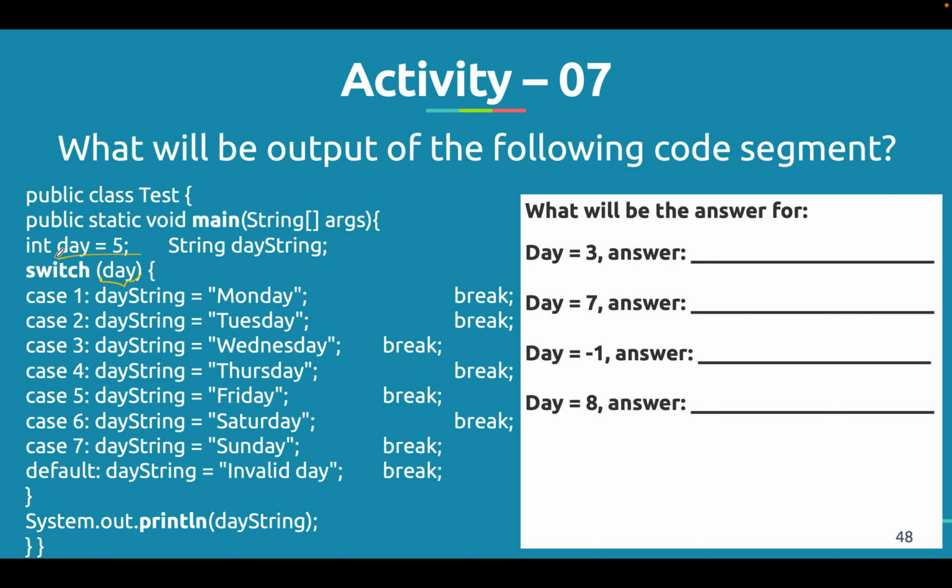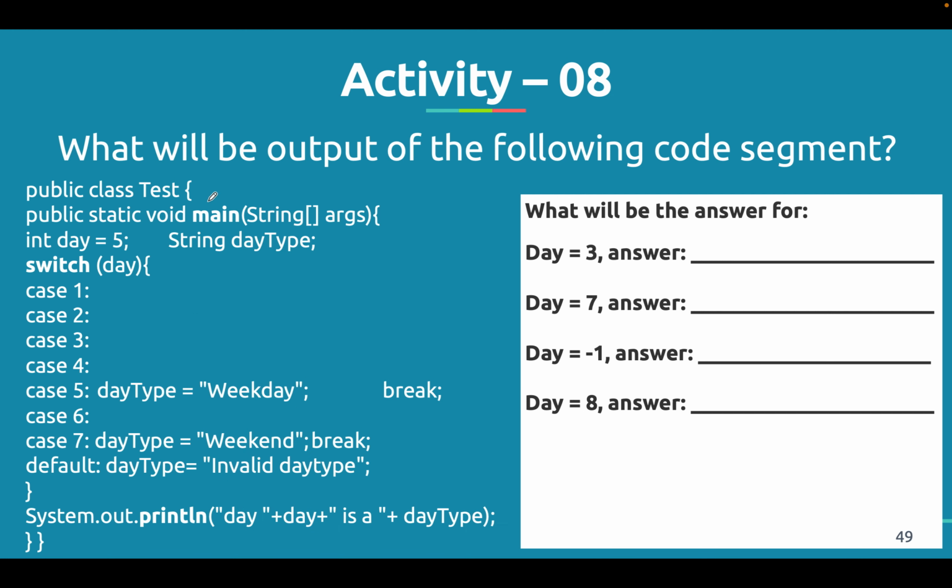So here the day is 5. In the switch we have the day of 5, and then we will move to case 5, and then the day string variable will store Friday and then break, so that means we will leave the switch statement. Now if we print the variable day string, it will print Friday for 5. What about for 3? It will print Wednesday. For 7, it will print Sunday. For -1, this is not one of the numbers, so it will print invalid day. For 8, it will also print invalid day.